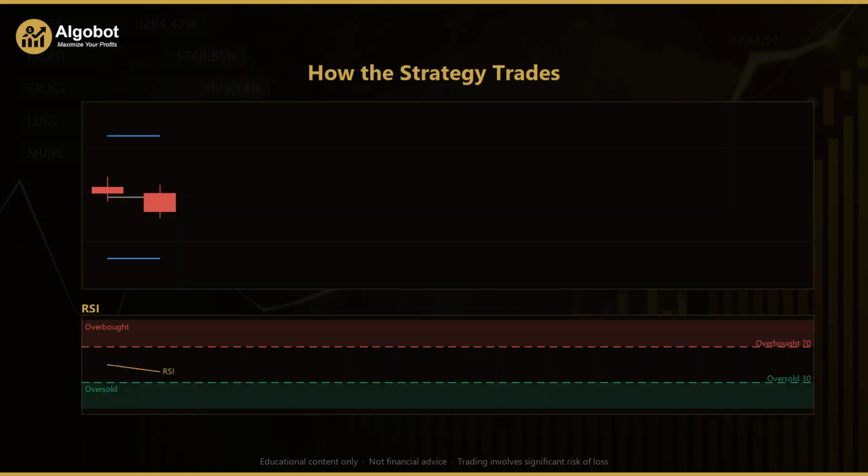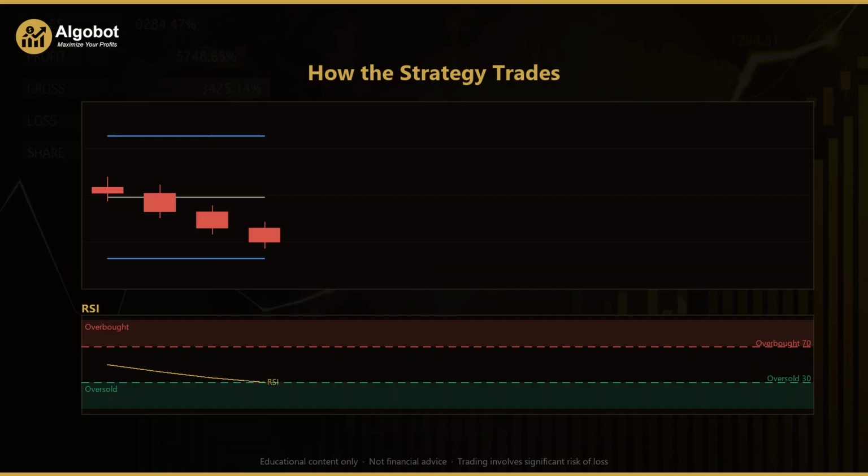Let's bring the whole strategy to life on a chart. On screen you can see price candles with the Donchian channel drawn over them, an upper band, a lower band, and the midline running through the center. Below the price is the RSI, with its oversold level at 30 and its overbought level at 70 marked as dashed lines. Watch how the two work together.